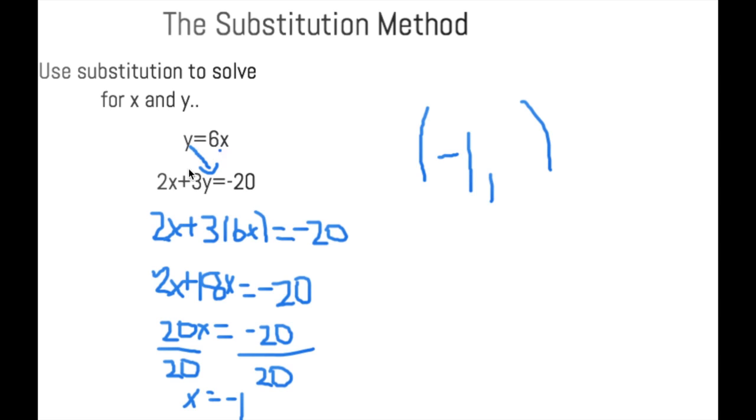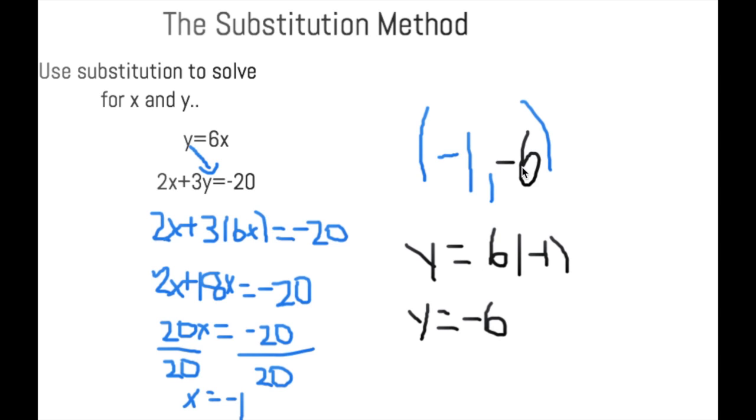So it's y equals 6x, so all we're going to have to do is plug in the x, and it'll just be y equals the answer. So y equals 6 times x, which is negative 1, and 6 times negative 1 is negative 6, so y equals negative 6. And now you have your 2 points and your answer. And that's the substitution method.